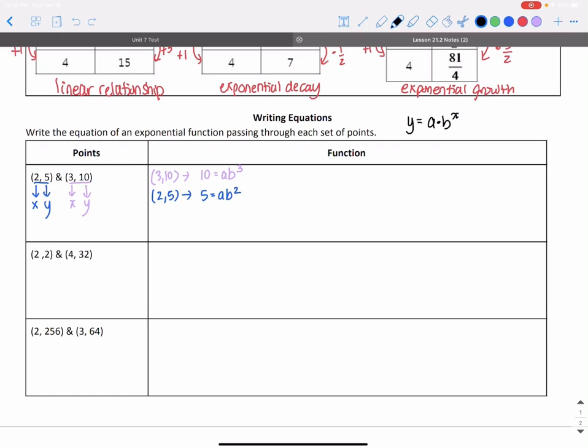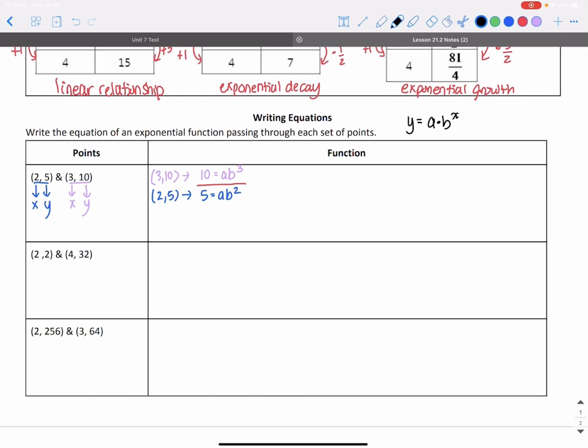If I do multiplication, I'm going to have 50 is equal to a squared b to the 5th power. It's still two variables, not going to help me. So I want to try division. So I'm going to divide the top function by the bottom function. So the left-hand sides, I'm going to divide those, and then I'm going to divide the right-hand sides.